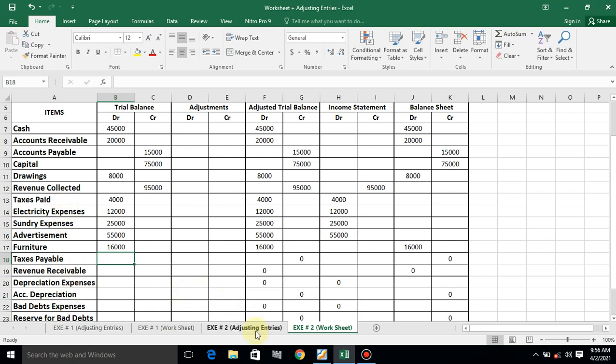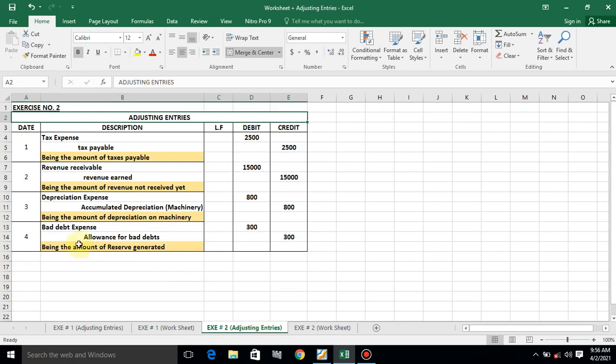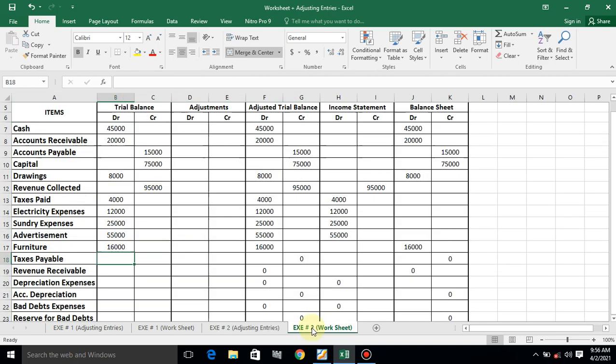Then in adjusting entries, what items are left? Bad debt expense and allowance for bad debts. So we'll check here, is there any bad debt expense in trial balance? There's no bad debt expense in trial balance, so that's why we have written bad debt expense in the last of the items list. And reserve for bad debts was also not given in trial balance, so that's why we have also written it in the items list. Now what about the values? These are the items that we have taken from adjustments.